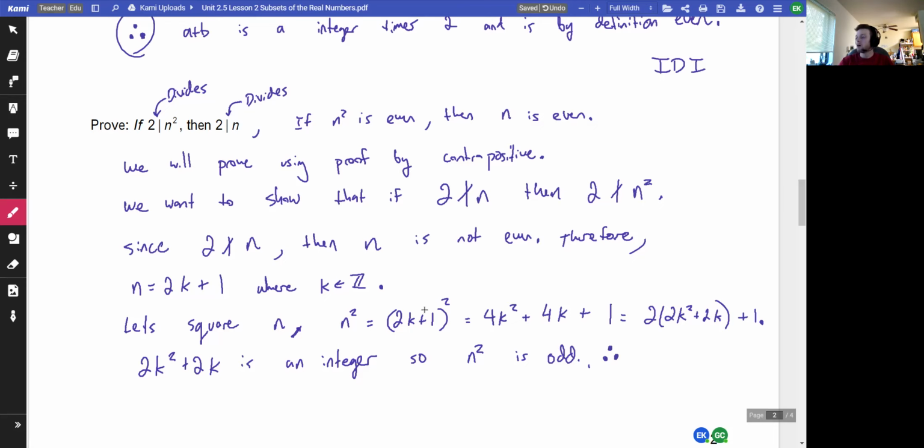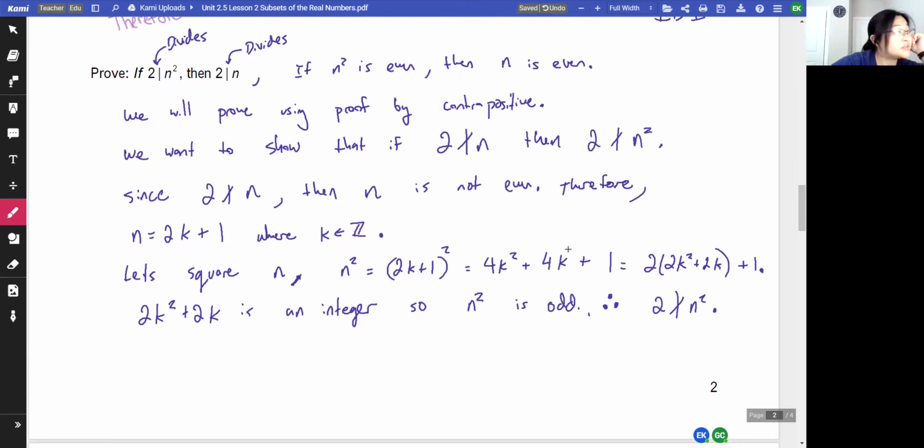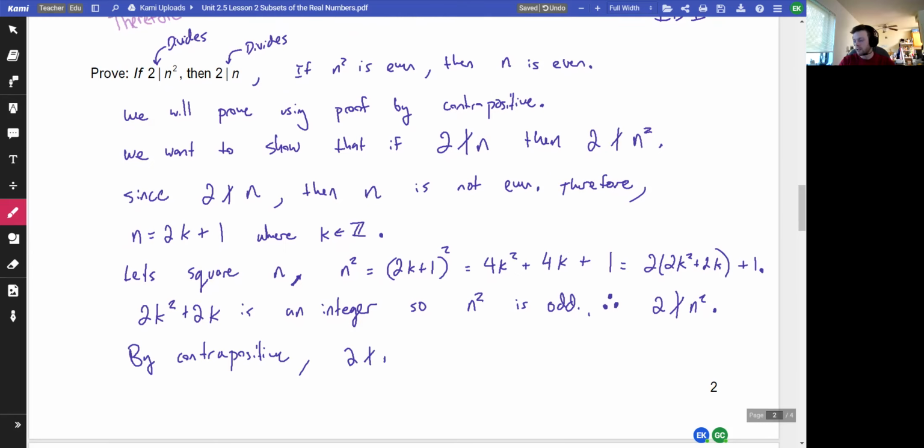Therefore, what do we need to say? N squared, or 2, does not divide n squared. So then we've shown by contrapositive that if n squared is even, then n is even. 2 does not divide n implies 2 does not divide n squared.